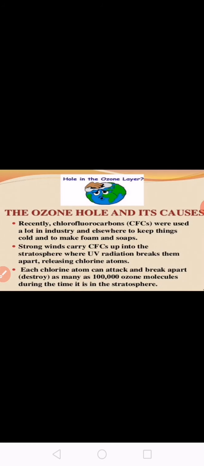So, what do you mean by ozone layer depletion? Recently, chlorofluorocarbons were used a lot in industry and elsewhere to keep things cold and to make foam and soaps. Strong winds carry CFCs up into the stratosphere where UV radiation breaks them apart, releasing chlorine atoms. Each chlorine atom can attack and break apart as many as 100,000 ozone molecules during the time it is in the stratosphere. The chlorine from CFCs reduces the amount of ozone in the stratosphere.